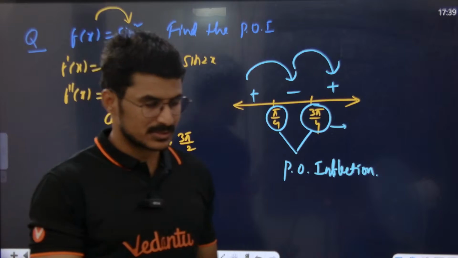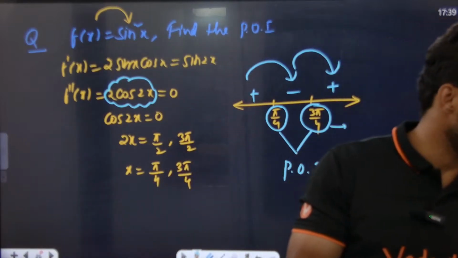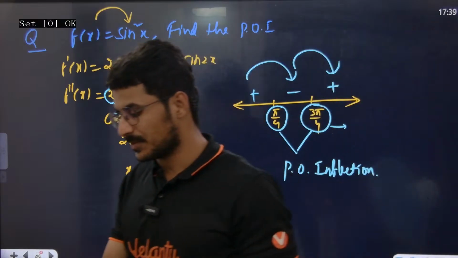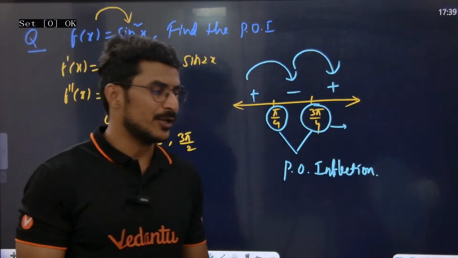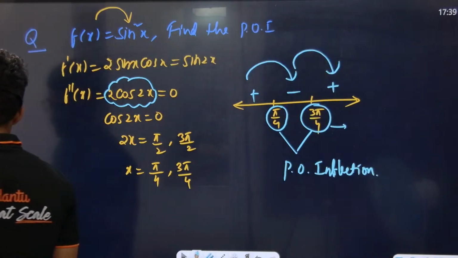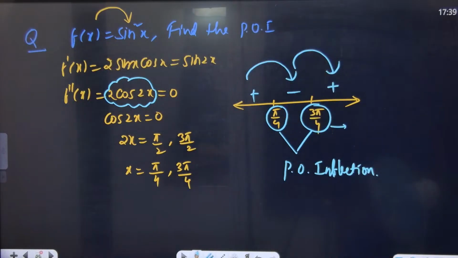Sir, 1 minute. Sir, why do we use this point of inflection concept? Now, to draw the graph, to find out the graph of the particular function, we use this concept. Does everyone understand? Did everyone get it? Super sir.